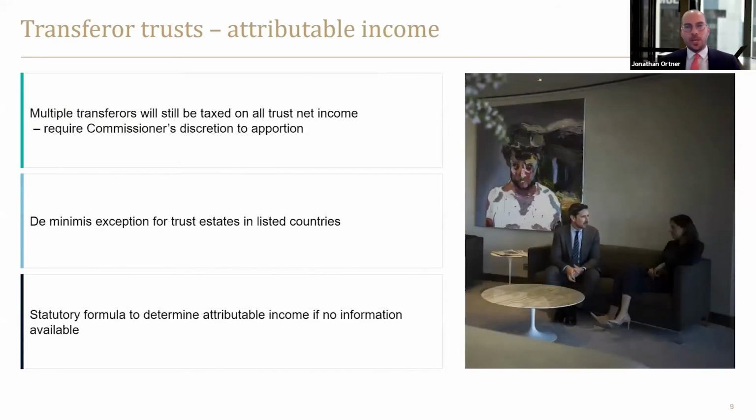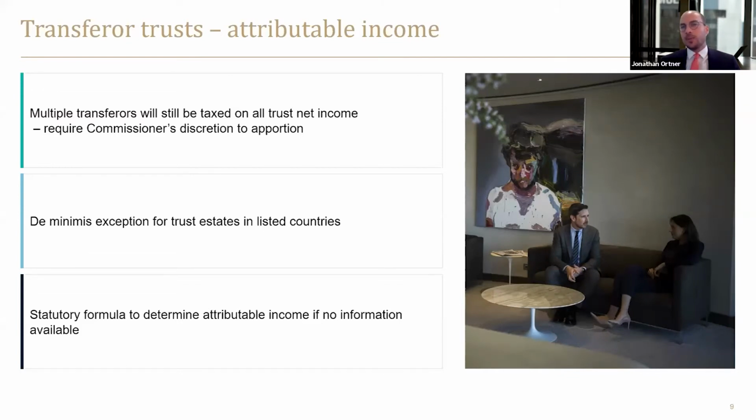Just a few points to note quickly. Number one, if you've got multiple transferors, it's important to bear in mind that the way the rules work, they actually seek to assess each transferor on 100% of the net income. And the only way out of that is requesting the Commissioner to exercise his discretion to apportion the income between the transferors. And that is done on the basis of working out the value of the property or services that were transferred by each transferor.